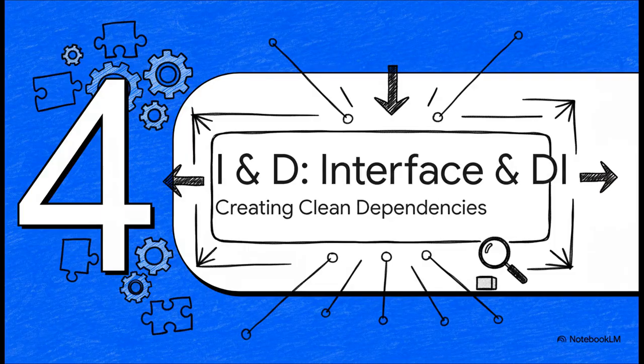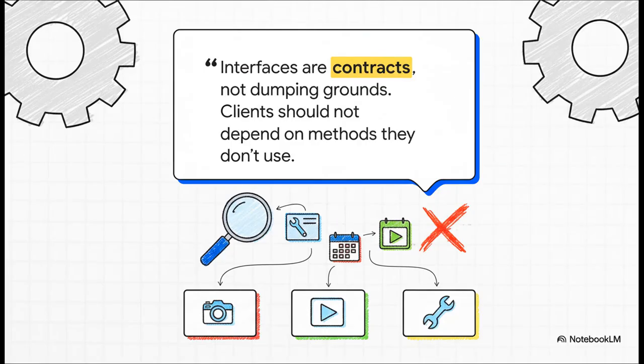All right, let's bring it home with the last two principles, I and D. These two are all about managing the connections between your classes to create clean, decoupled, and flexible architectures. This is where we really get into building systems that are a joy to work with. This leads us right into the Interface Segregation Principle, or ISP.